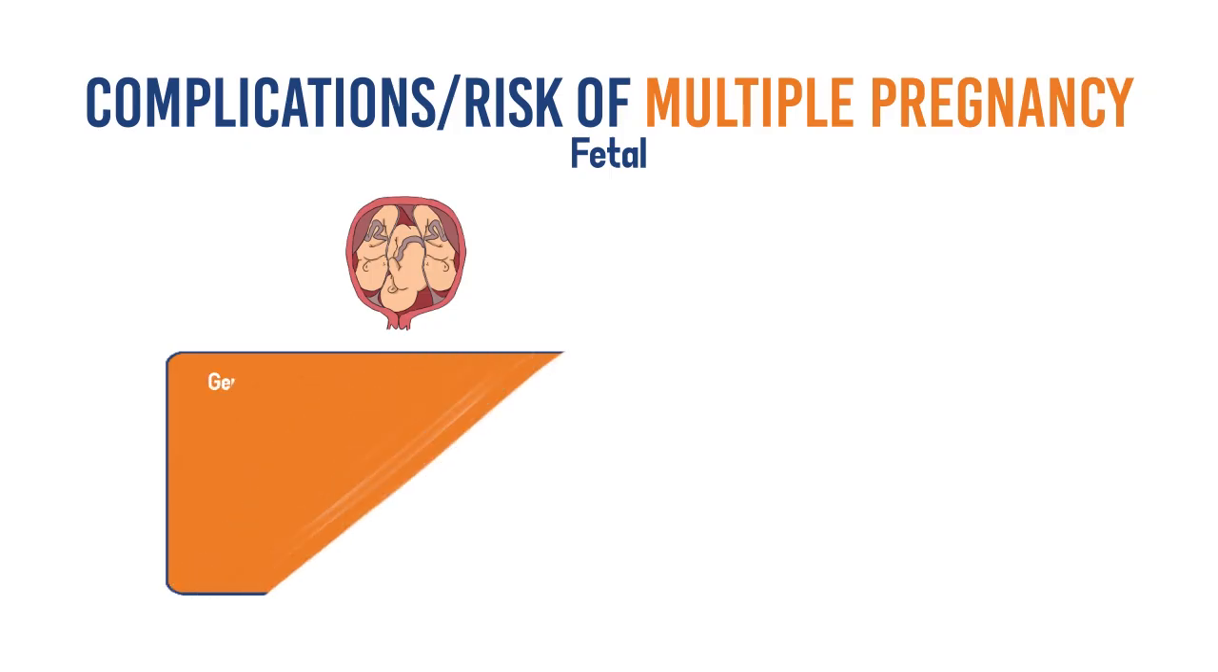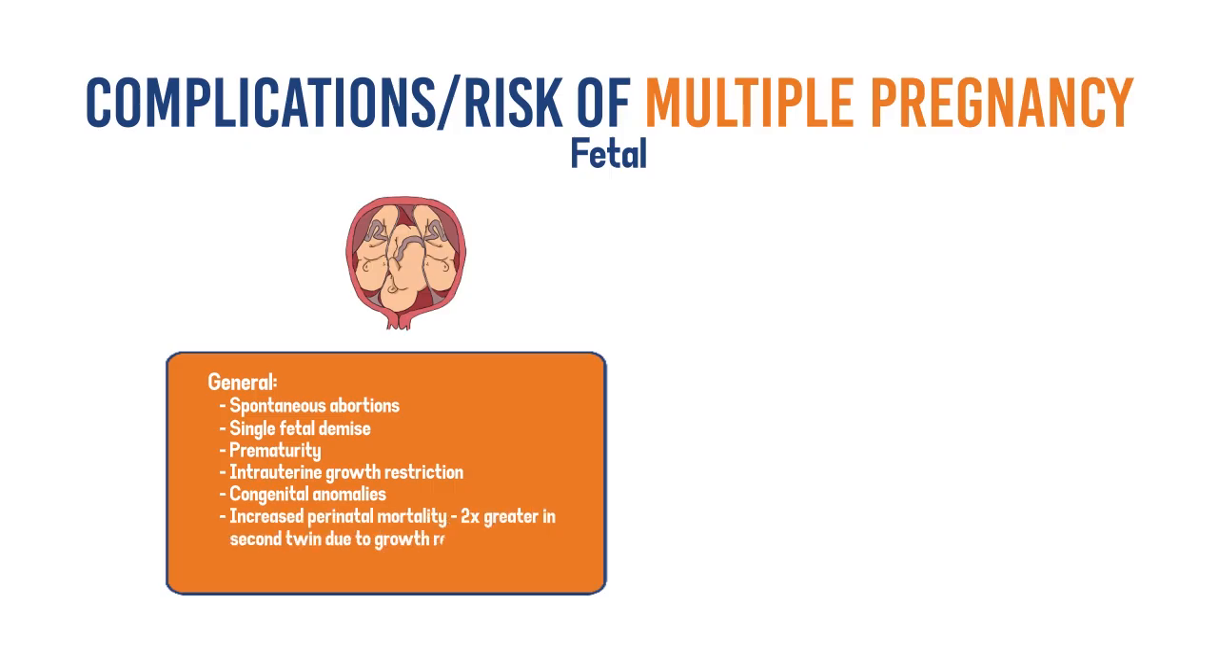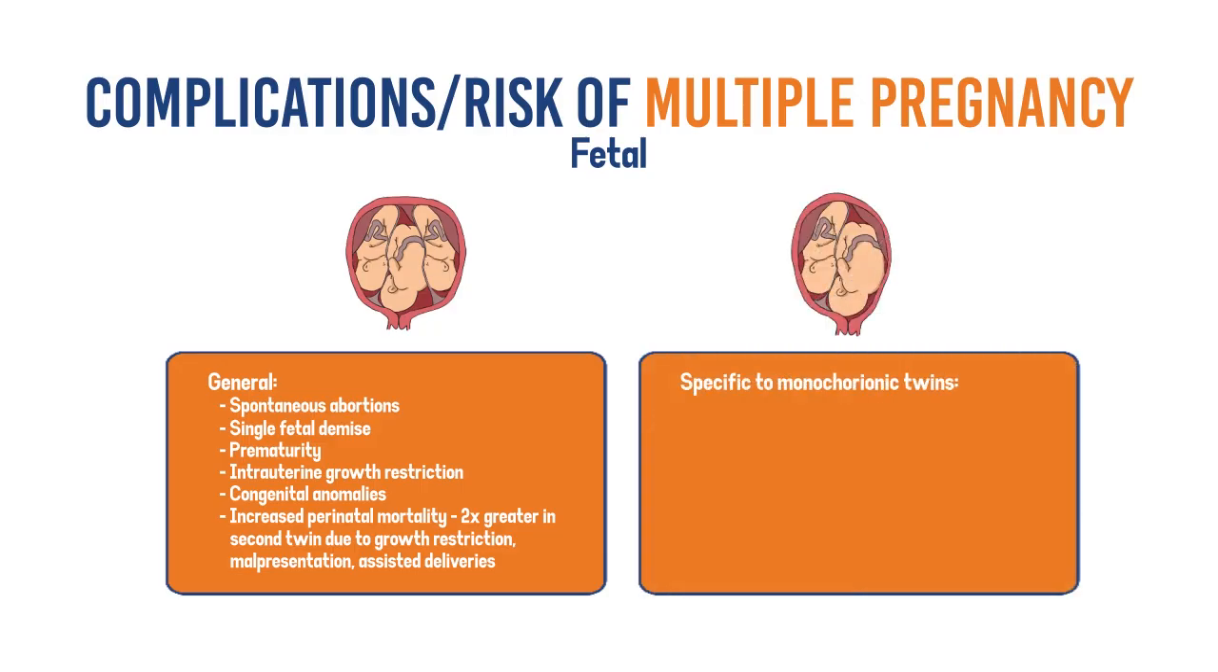Complications and risks the fetus may face are spontaneous abortions, single fetal demise, prematurity, intrauterine growth restriction, congenital anomalies, and/or increased perinatal mortality, which is 2 times greater in the second twin due to growth restriction, malpresentation, or assisted deliveries. Complications and risks specific to monochorionic twins include twin-to-twin transfusion syndrome, twin reversed arterial perfusion syndrome, and/or cord entanglement and locked twins.